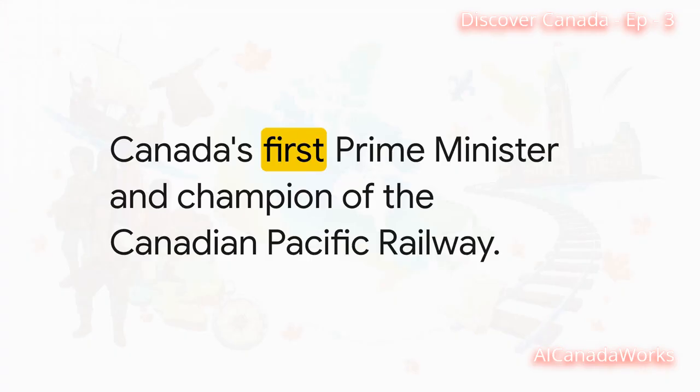Leading this incredible charge was Sir John A. Macdonald, the very first Prime Minister of the Dominion of Canada. He was a real visionary. He understood that for this new country to survive, it needed to be physically linked together. So he became a massive champion of the Canadian Pacific Railway, with the big goal of connecting the nation all the way from the Atlantic coast over to the Pacific.